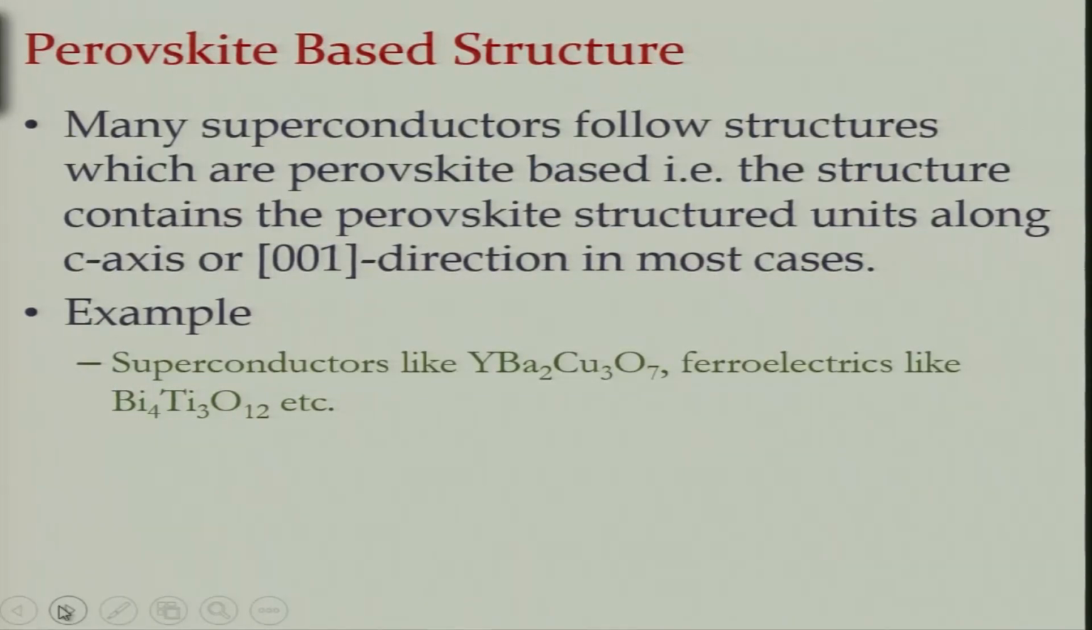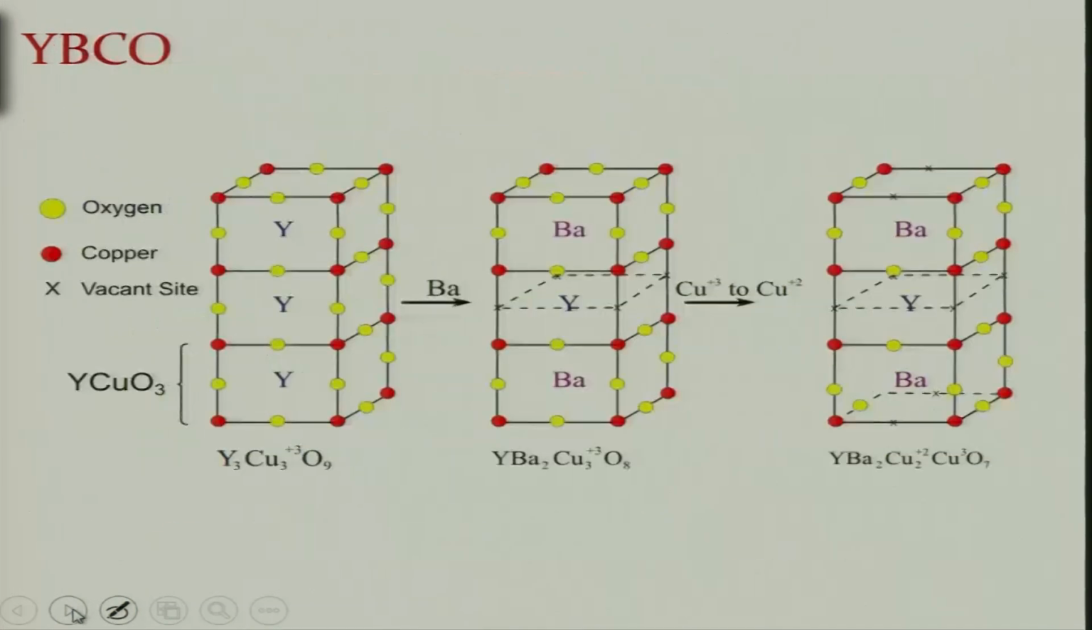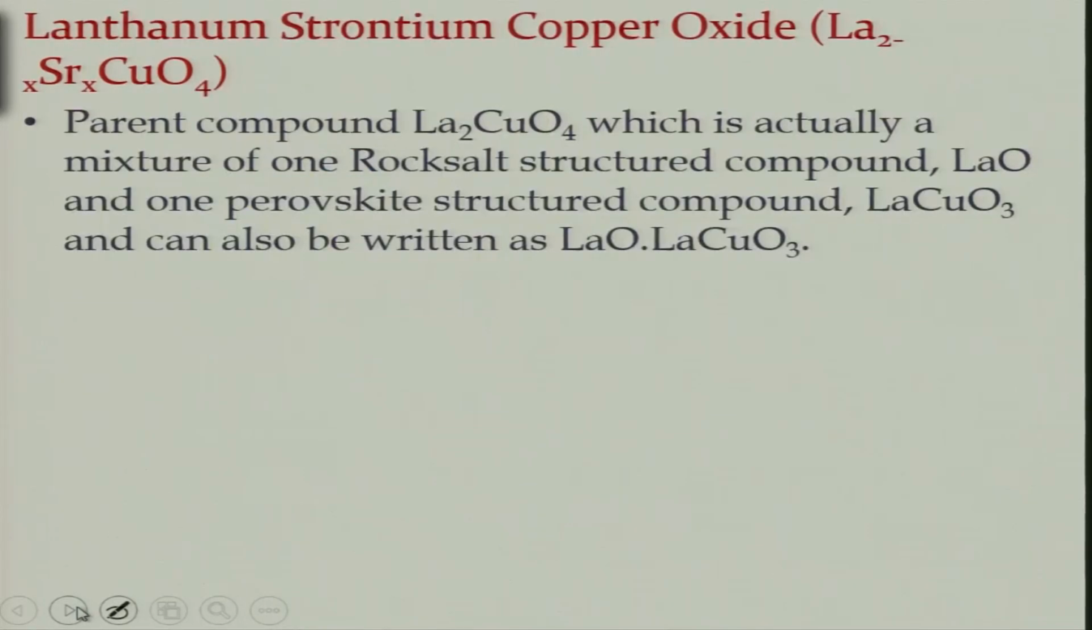And then there are other materials such as yttrium barium copper oxide, bismuth titanate, etc. All of these are based on perovskite structures, so you can look at them in any book. This is, for example, yttrium barium copper oxide, which has these units of perovskites staggered on top of one another. So I will skip this for the sake of time.